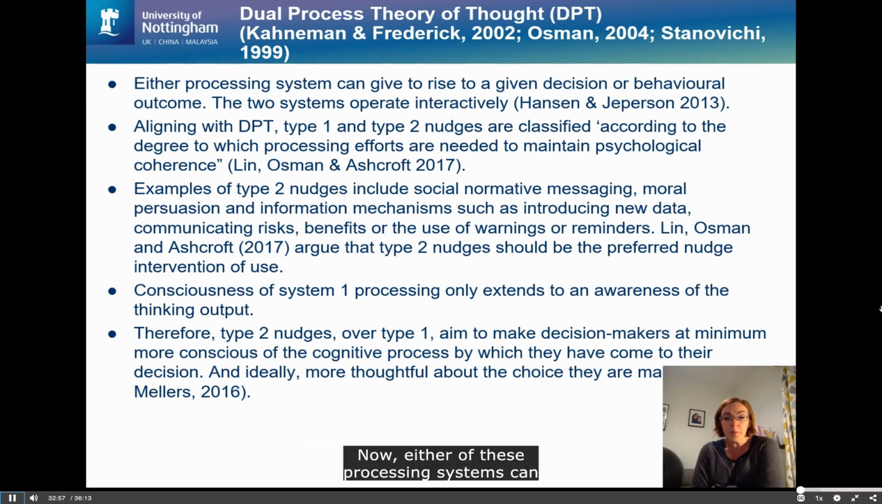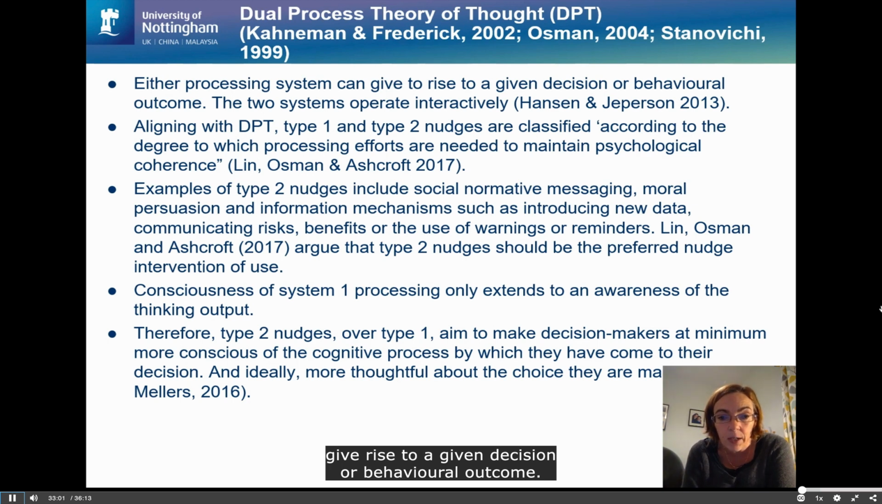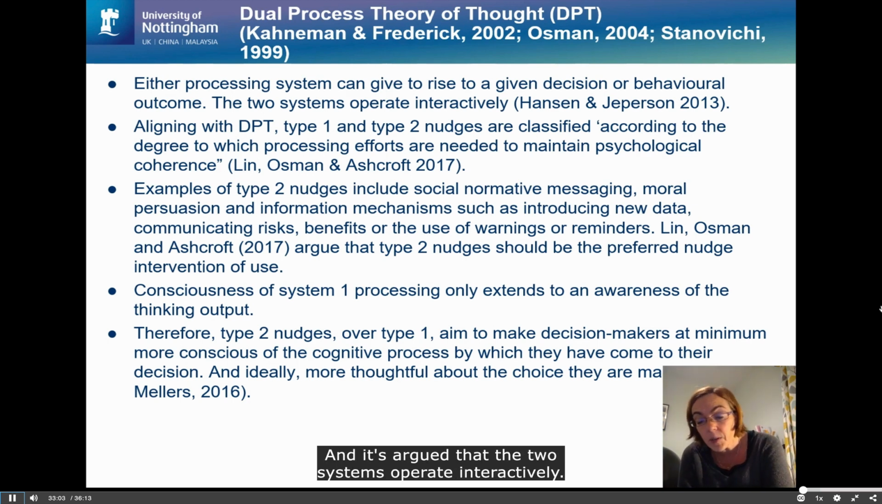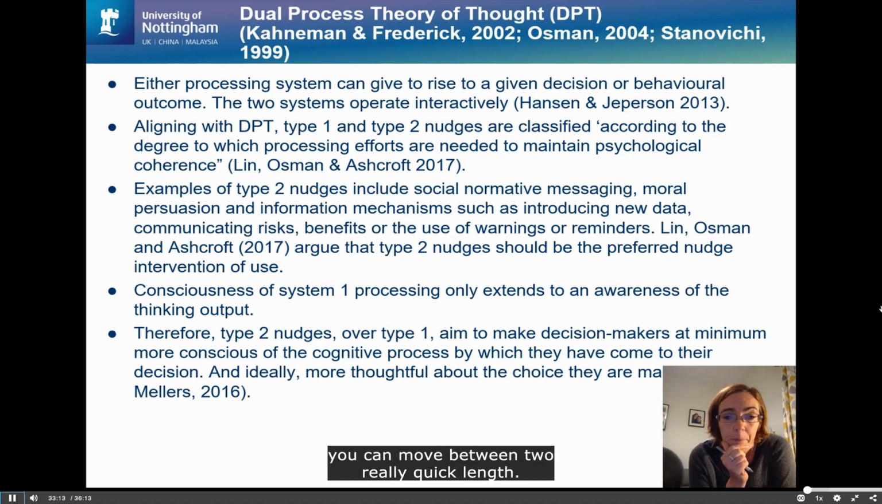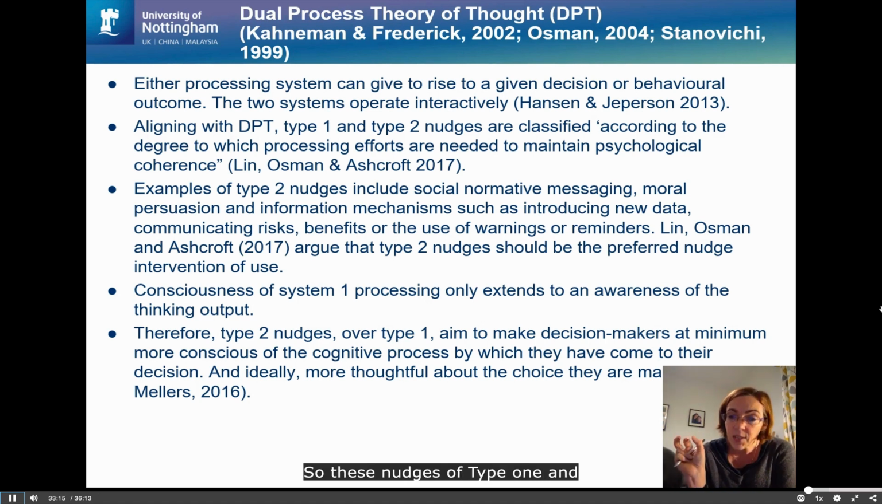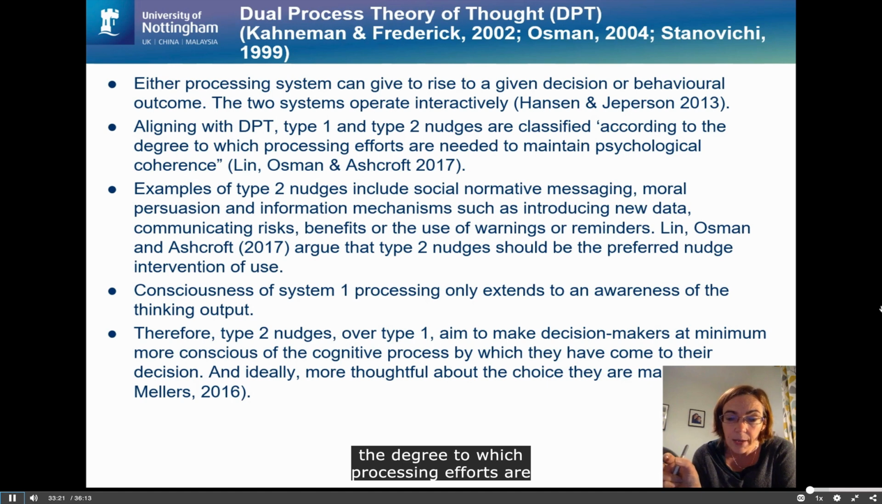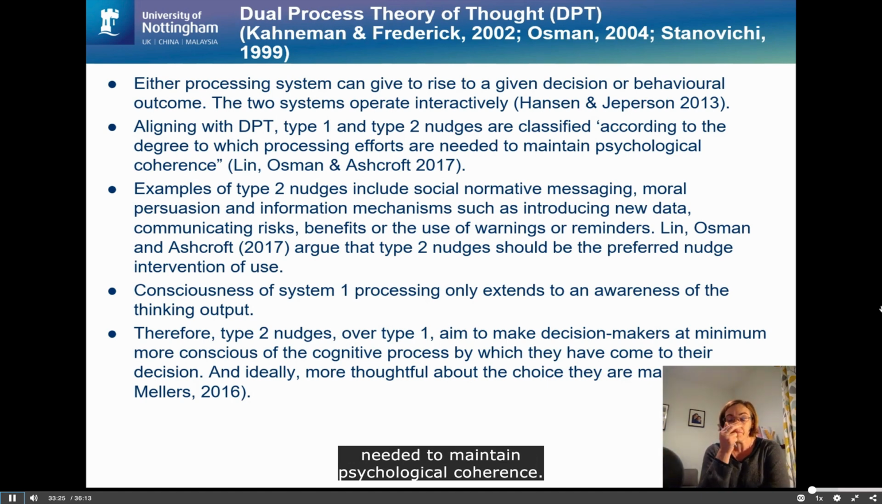Now, either of these processing systems can give rise to a given decision or behavioural outcome, and it's argued that the two systems operate interactively. So it's not necessarily that you're just using type 1 or just using type 2. You can move between the two really quickly. These nudges of type 1 and type 2 are classified according to the degree to which processing effort is needed to maintain psychological coherence.